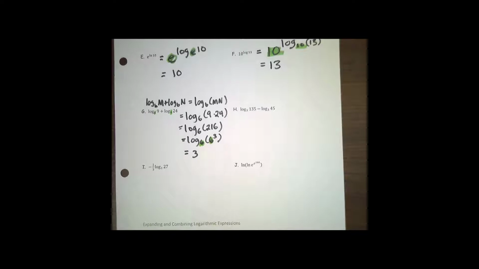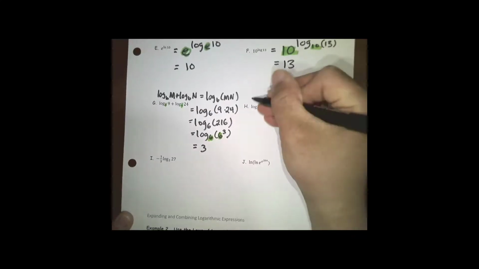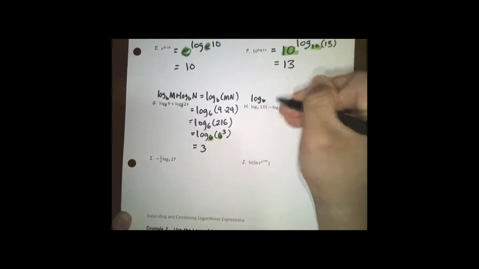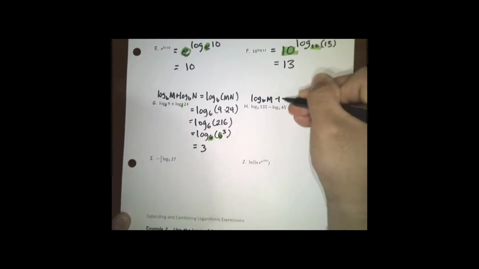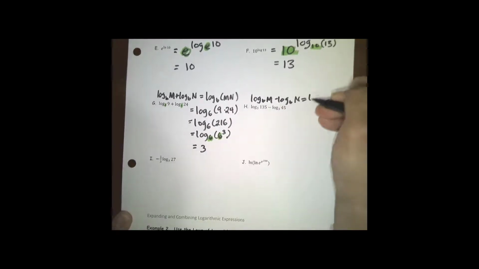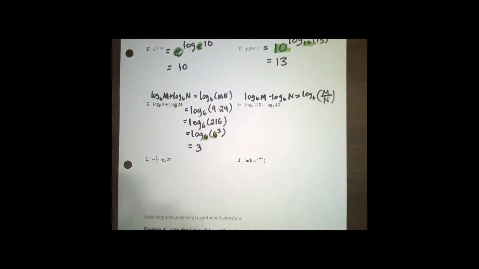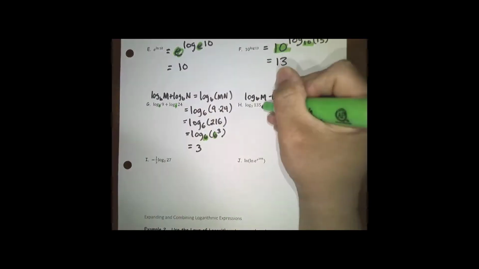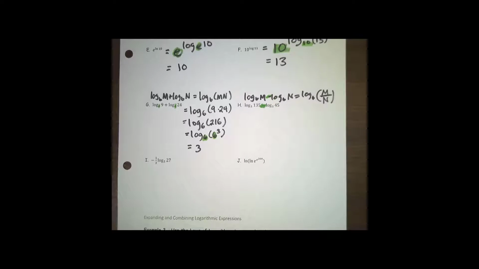So now let's go ahead and look at another example. This is an example that has subtraction. We have the rule for subtraction: log base b of m minus log base b of n is log base b of m divided by n. The only difference here is that one of the problems had addition and one of them had subtraction. G had addition, H had subtraction.